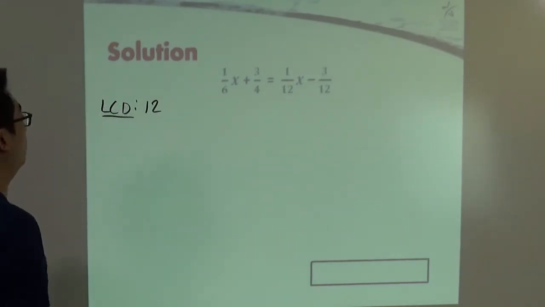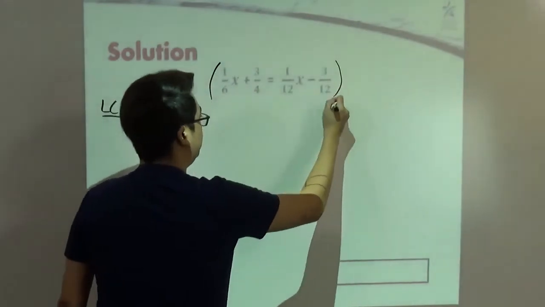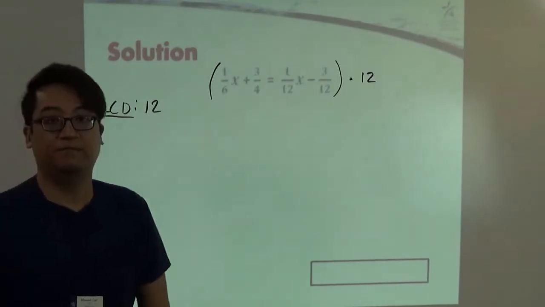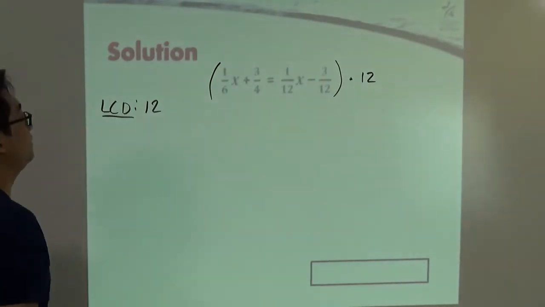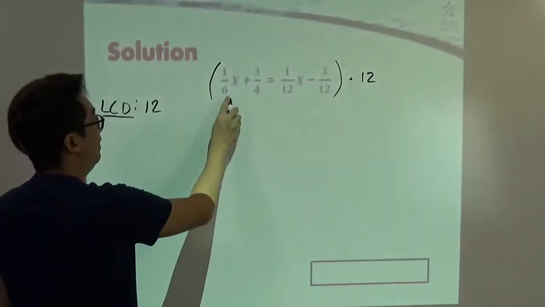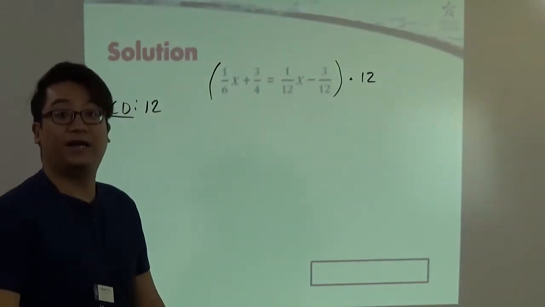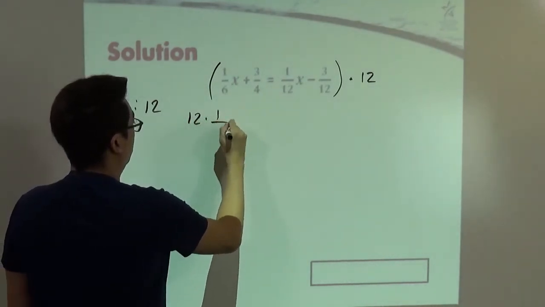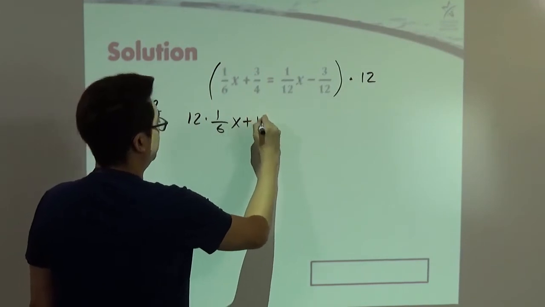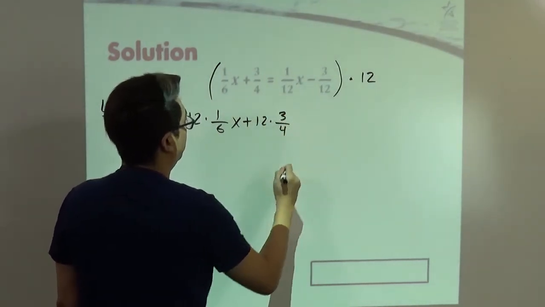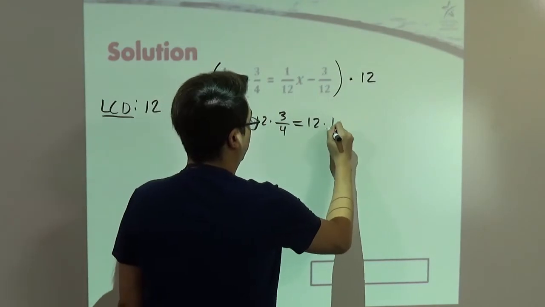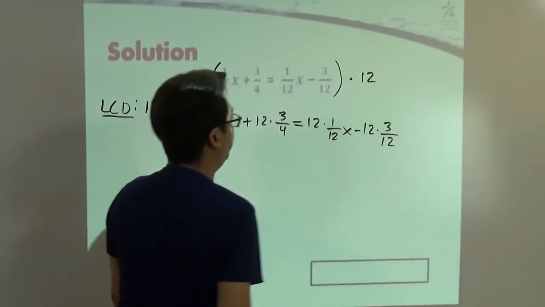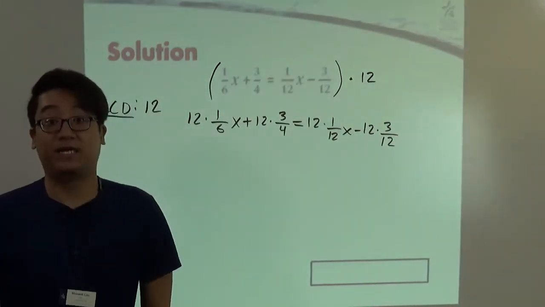So to clear the fraction, we take this whole equation and clear it by multiplying by our LCD, in this case 12. So we multiply everything by 12. In doing so, I'm distributing this 12 to every single term inside my parentheses. So this will look like 12 times 1 over 6x plus 12 times 3 over 4 equals 12 times 1 over 12x minus 12 times 3 over 12. So all I did was distribute 12 into every single term inside my parentheses.